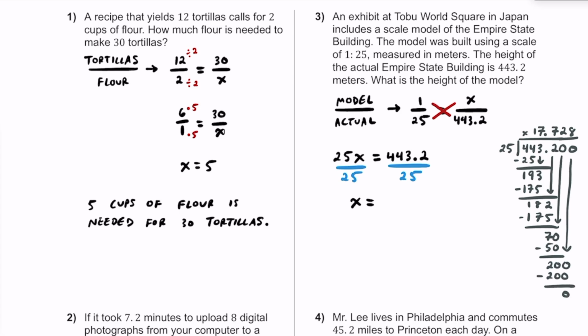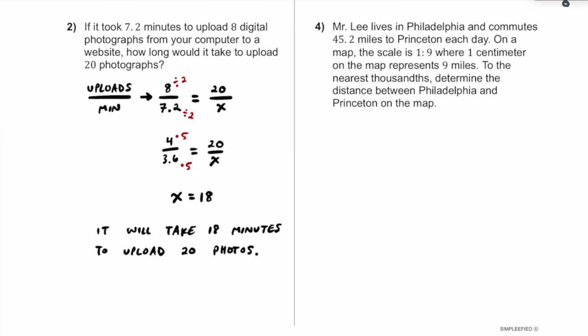So finally we can see that we have no more remainders. So we know that this height is going to be 17 and 728 thousandths meters tall. That'll be the height of the Empire State Building model that is located in Japan. All right, let's try number 4.